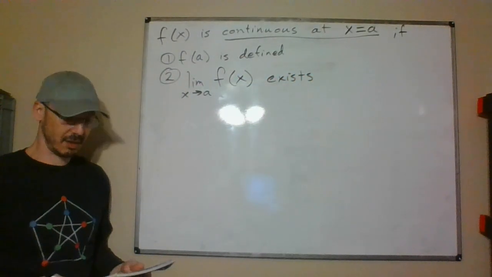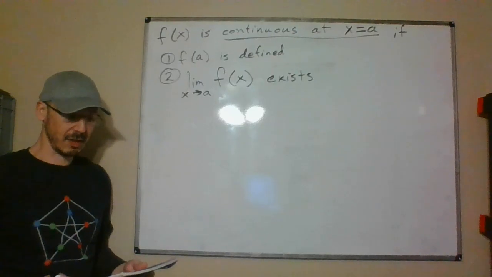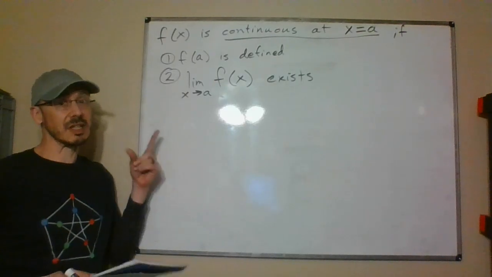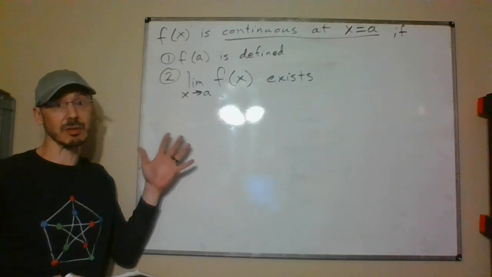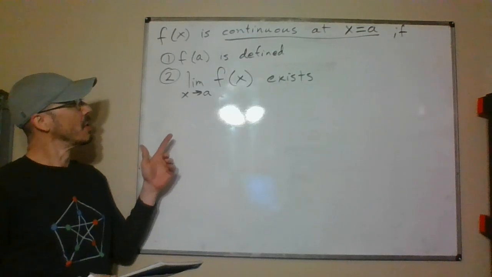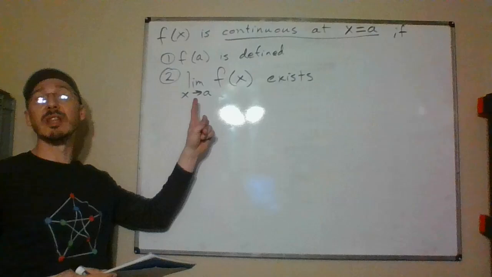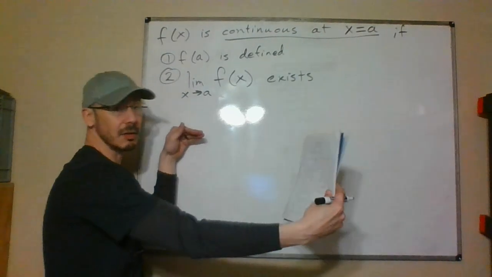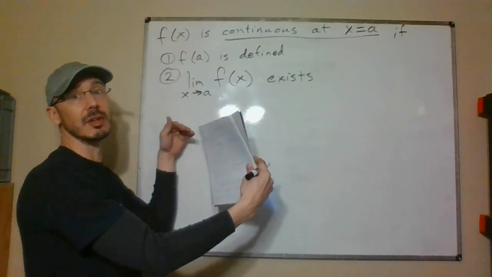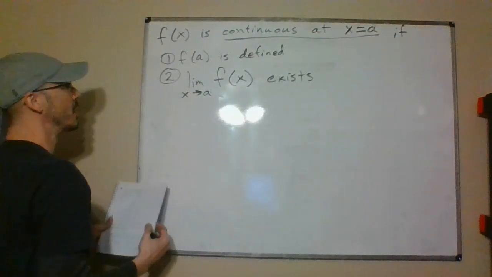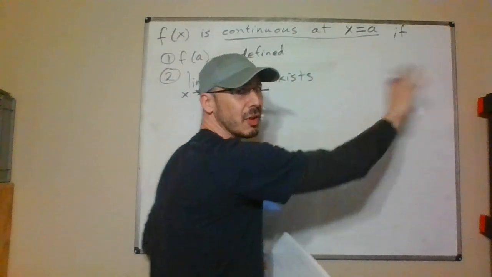And I'm pretty sure they mean exists as a real number, but if it exists and it's not a real number, this third condition will exclude it anyway. One more thing about this. This means that the two-sided limit exists. So the left-hand limit and the right-hand limit have to both exist and agree and be equal. That's another mouthful. I'm going to leave that off.